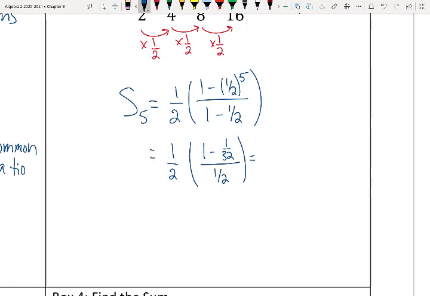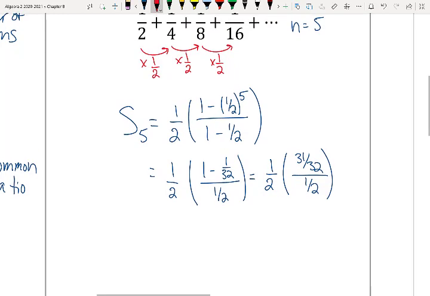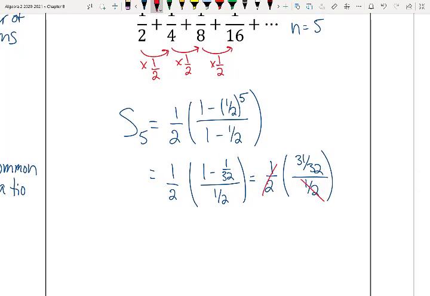So if I simplify, I'm just going to go to the right here. 1 minus 1/32 is 31 over 32, not 31 over 22, 31 over 32, all over a half. Now you could do some fancy stuff with flipping and multiplying by a reciprocal. But we can also just see that the 1/2 on the outside and the 1/2 in my denominator are going to cancel out, and my sum of the first 5 terms of the series is just 31 over 32.